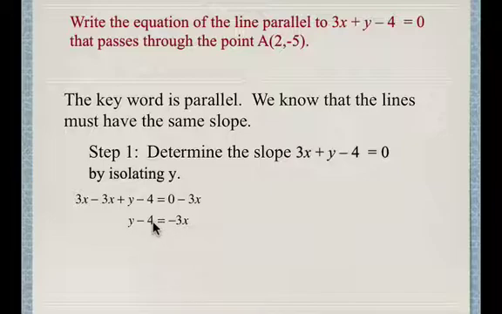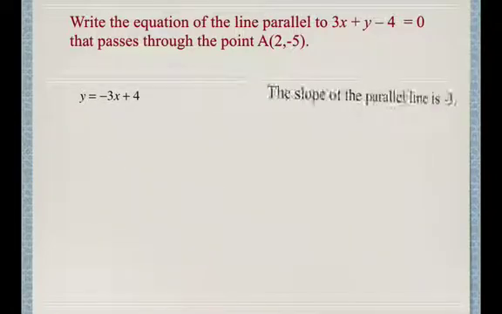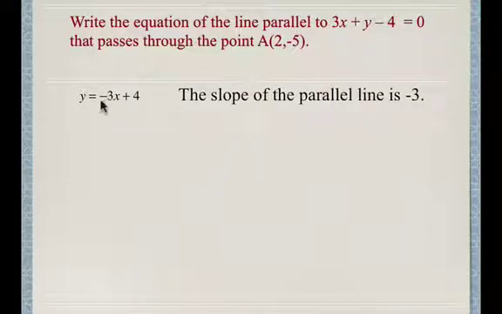Now we have to get rid of the minus 4, so we add 4 to both sides. And that means that our equation in y equals mx plus b form is y equals negative 3x plus 4. Now, since it's in y equals mx plus b form, we can identify that the slope of this line is negative 3. And what we can do now is write down what we're given. So going back to the question, we know here from before that the slope m is negative 3.